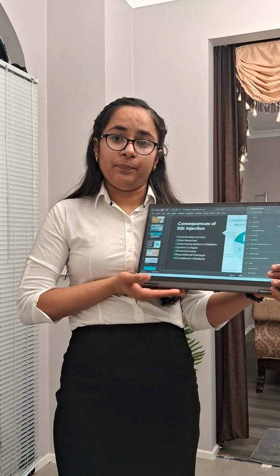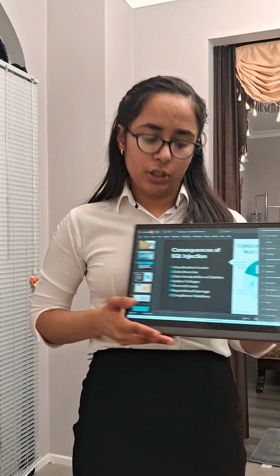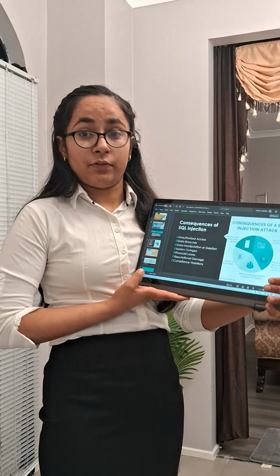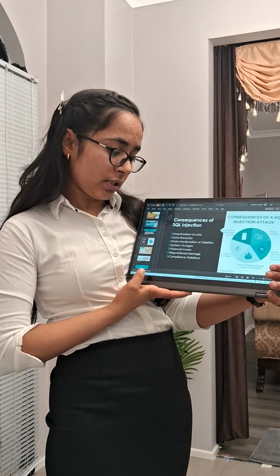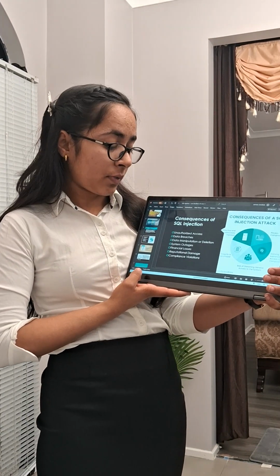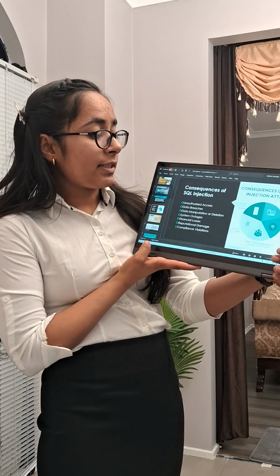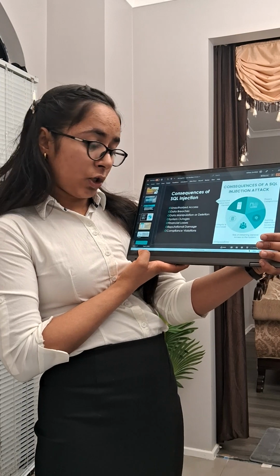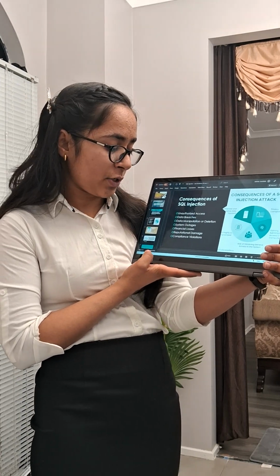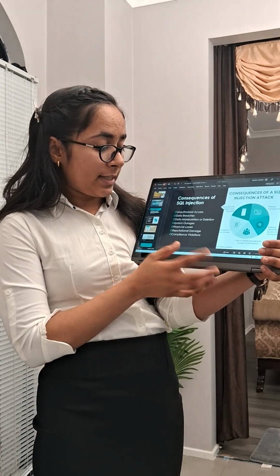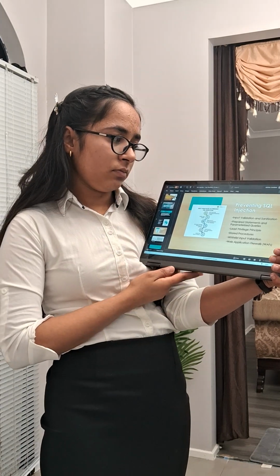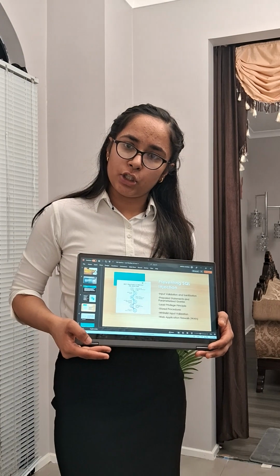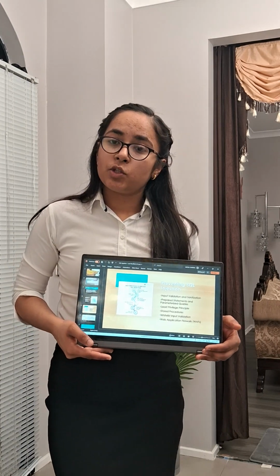So what would happen? Consequences of SQL injection. Now coming to what would be the effects of it. It can impact unauthorized access, data breaches, data manipulation or deletion, system outages, financial losses, reputation damage, compliance violation. Now, if unfortunately you are hit by SQL injection, what are the ways to prevent yourself?